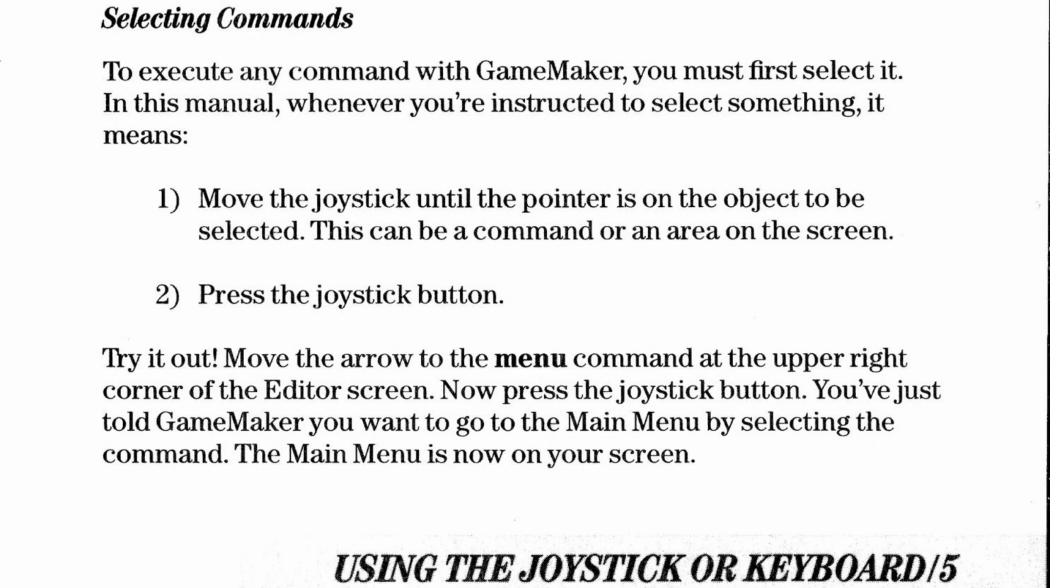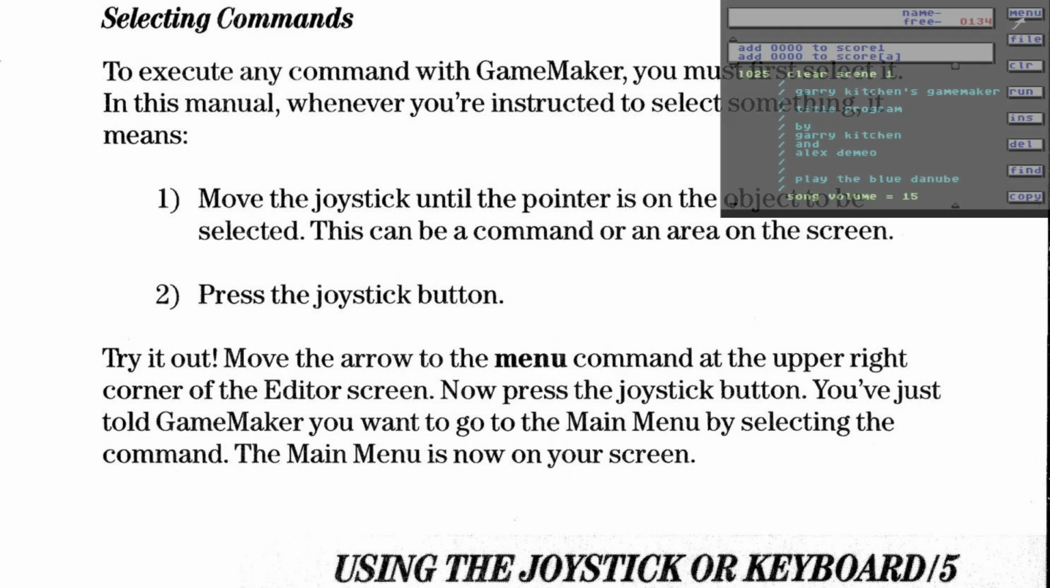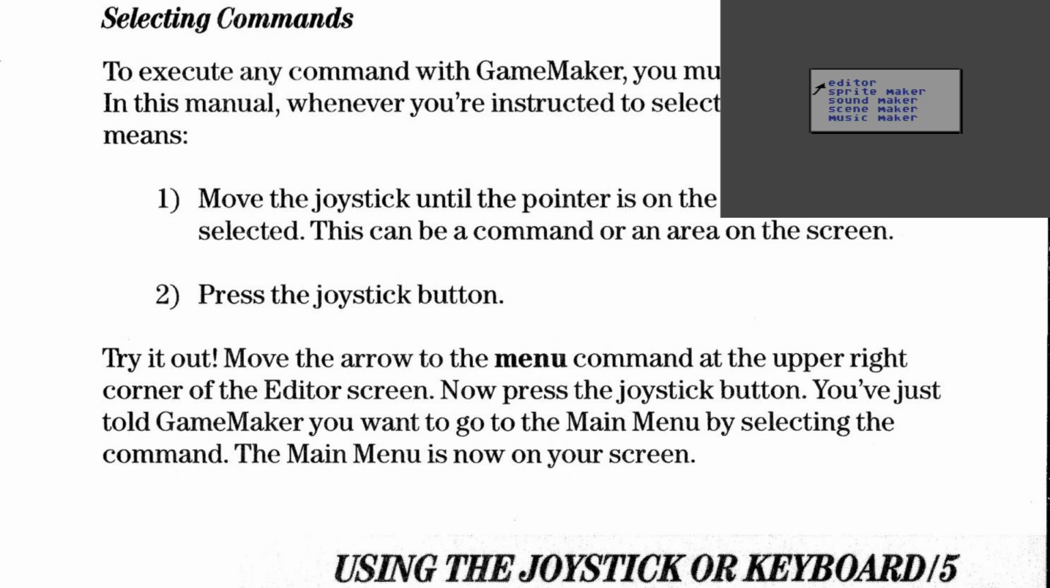Selecting commands. To execute any command with Game Maker, you must first select it. In this manual, whenever you're instructed to select something, it means: 1. Move the joystick until the pointer's on the object to be selected. This can be a command or an area on the screen. 2. Press the joystick button. Try it out. Move the arrow to the Menu command at the upper right corner of the editor screen. Now press the joystick button. You've just told Game Maker you want to go to the main menu by selecting the command. The main menu is now on your screen.